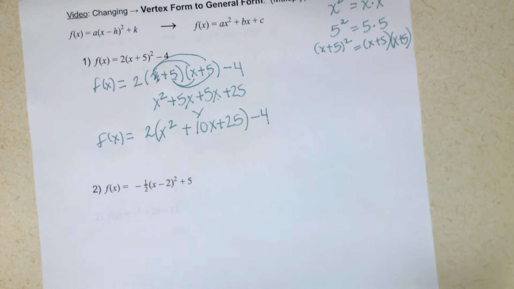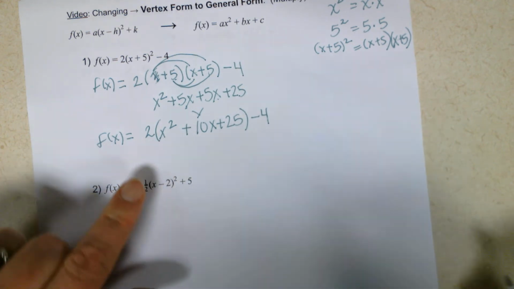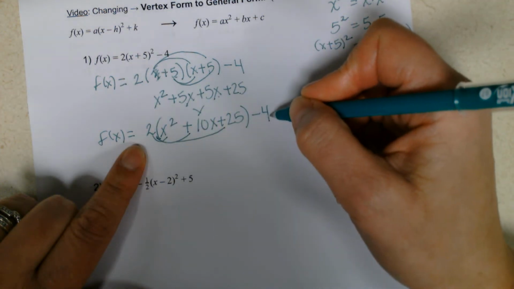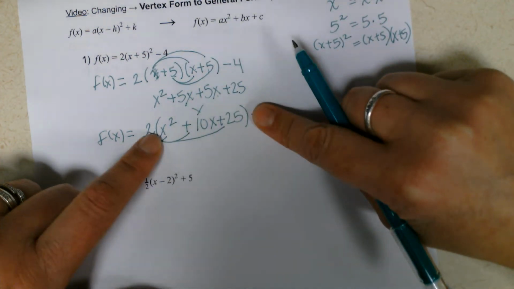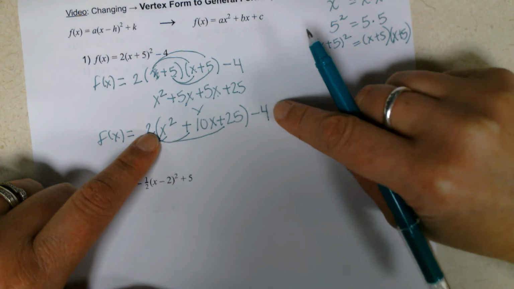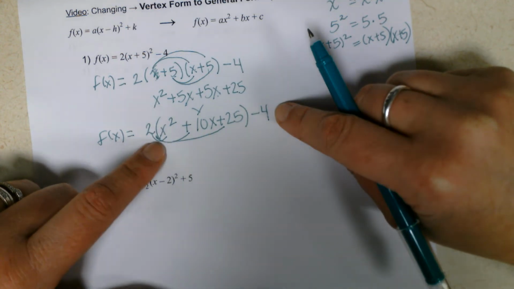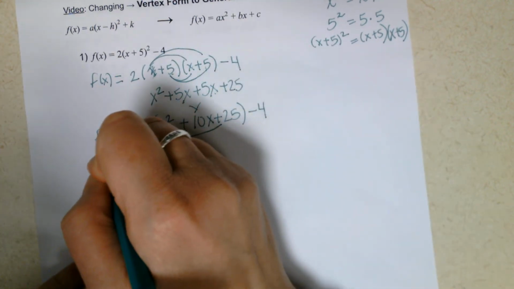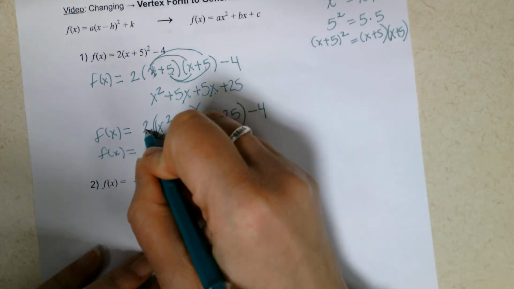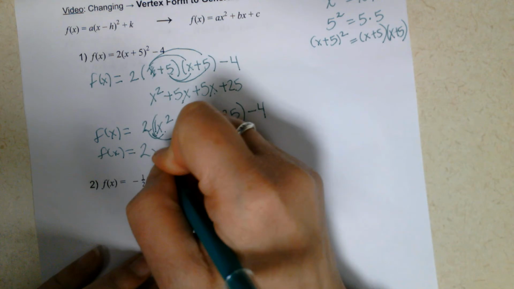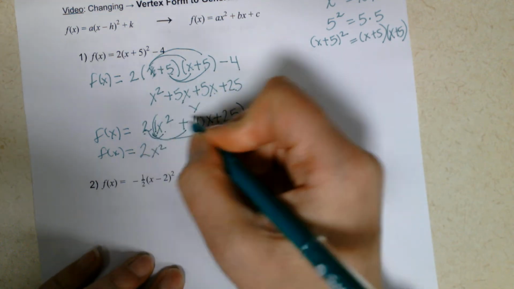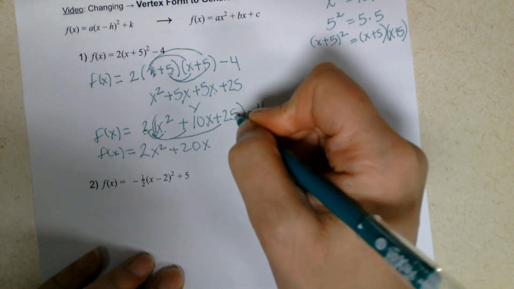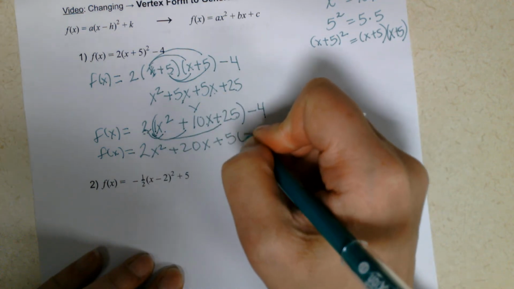What are we going to do next? Next, we are going to distribute this 2. You cannot take care of the minus 4. This multiplication is stronger than this minus, so we have to do the multiplication first. This is really a 1 in front, so let's go through and do some multiplication. 2 times 1x, 2x squared. 2 times positive 10x, positive 20x. 2 times 25, positive 50.